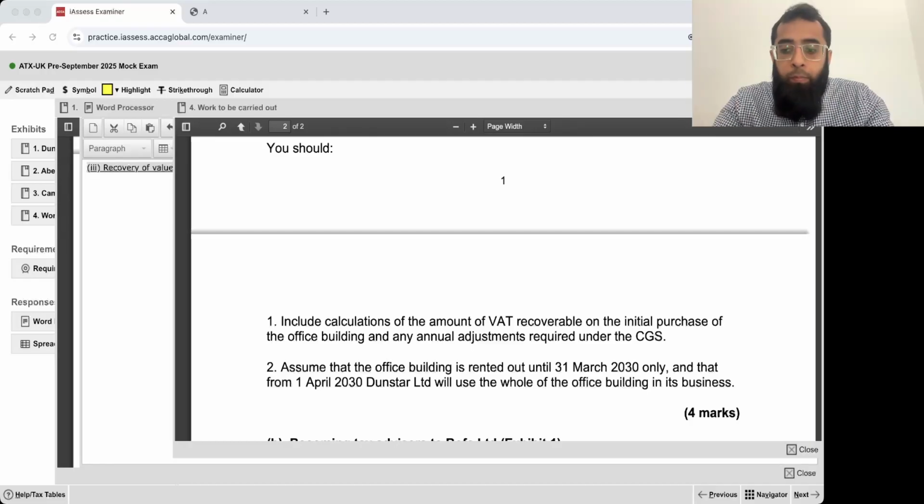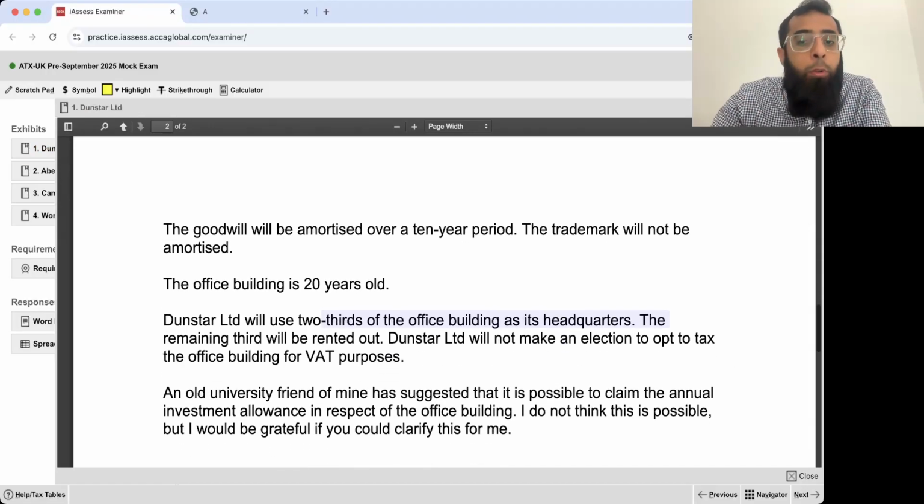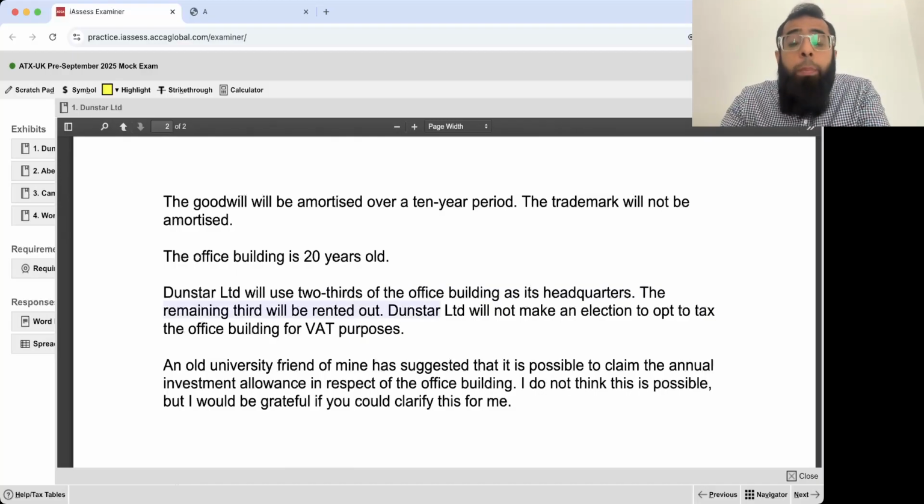Okay, in relation to this value added tax issue, Dunster Limited will not make an election to opt to tax for the office building for VAT purposes. But since the seller has charged VAT on him, there will be the issue of recovery of VAT, and since he will be using 2/3 of the building in his business, he will be able to recover 2/3 of the VAT. If the election to opt to tax had been made, then the whole building's VAT would be recoverable. Let's see when I draft the answer for you.